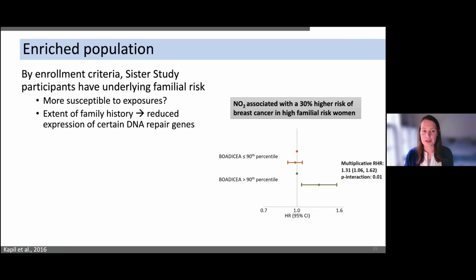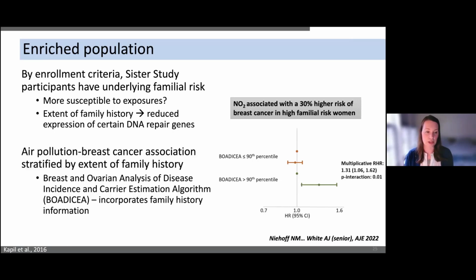And it's possible that this may make women in our study more susceptible to environmental exposures. One study has shown that a greater extent of breast cancer family history was associated with reduced expression of certain DNA repair genes. This could be particularly relevant for breast cancer because we know that some of the constituents of air pollution may be acting via DNA damage. And so this could modify an individual's response to exposure to air pollution.